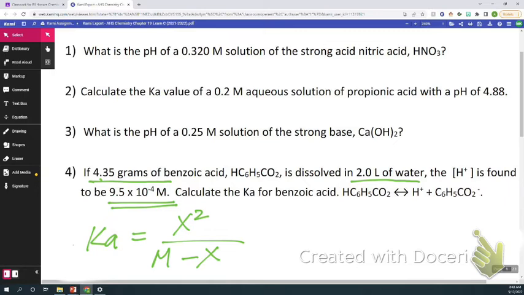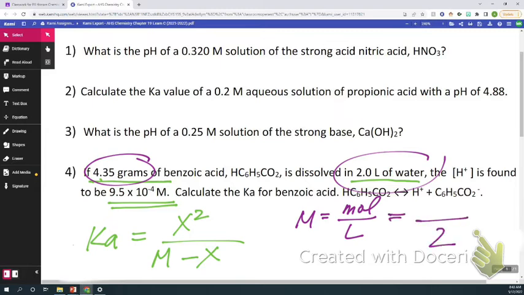So this is what your mind has to realize: wait, they gave me grams, they gave me liters, and then you have to think, oh, I need molarity. I need the original concentration of the acid. This was a combination between molarity, the unit before, and acids and bases. You got to use this equation. Because you have grams, you can change that to moles. And you have liters, so liters is 2. And 4.35, you can divide that by the molar mass of HC6H5CO2.